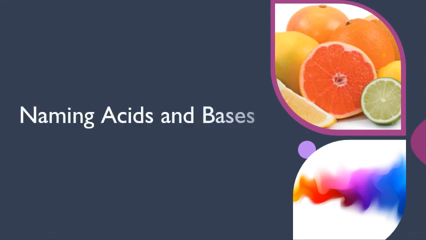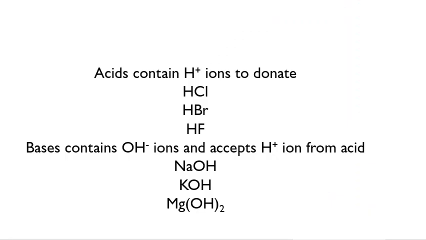In this video, I will explain how to name acids and bases according to IUPAC rules. So, a very quick review to define acids and bases. Acids are compounds that contain hydrogen ion, and you can see the hydrogen ion here that combines with a non-metal ion here, which is chloride ion here, bromide ion here, and fluoride ion here. So we call this one binary acids because it contains two elements.